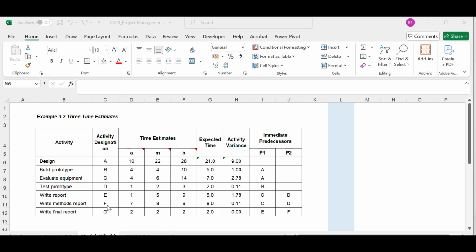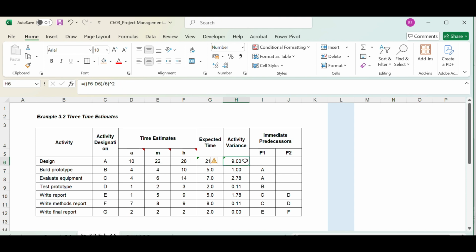Here you can see a list of 7 activities, their optimistic time, most likely time, and pessimistic time. A is the optimistic time, M is the most likely time, and B is the pessimistic time. Now, also we have the expected time, which is calculated using the formula: optimistic time plus pessimistic time plus 4 times most likely time, the whole divided by 6.